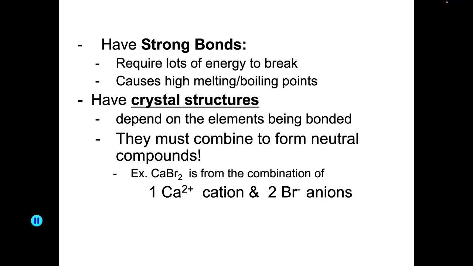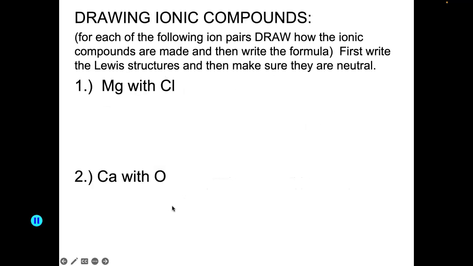In this example, we have calcium and bromine. It's a combination of one calcium ion, which is our cation and has a positive 2 charge, and then we have 2 bromine. Bromine has a negative 1 charge, so if we have 2 of these, that gives us 2 negative. This gives us 2 positive, and that equals 0.